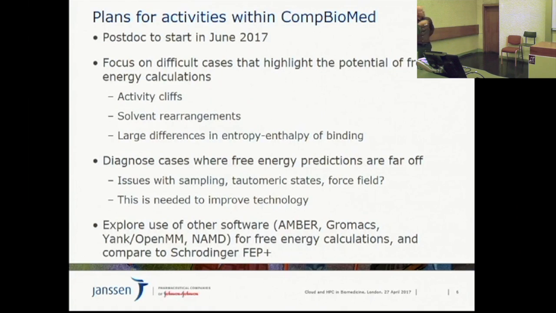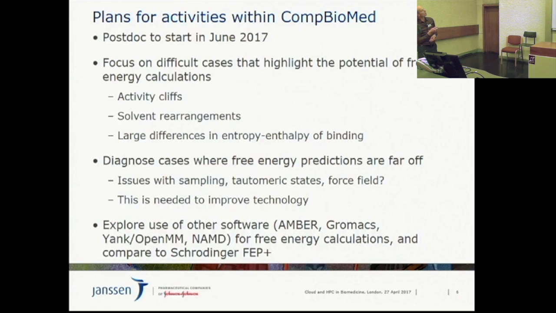Biomed is the project that we're a partner in. What are we planning to do within that project? We have a postdoc that will start in a couple of months, and the focus is that the postdoc obviously needs to develop methodology or really understand things or develop science, and not just run calculations from an already standardized workflow.